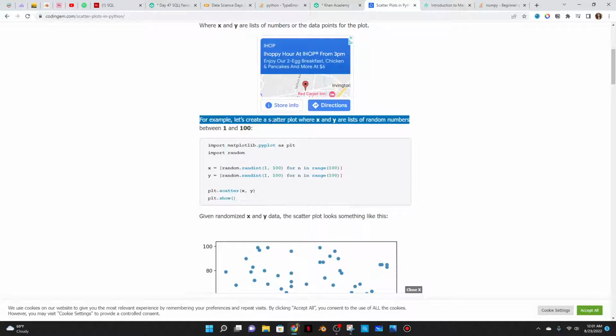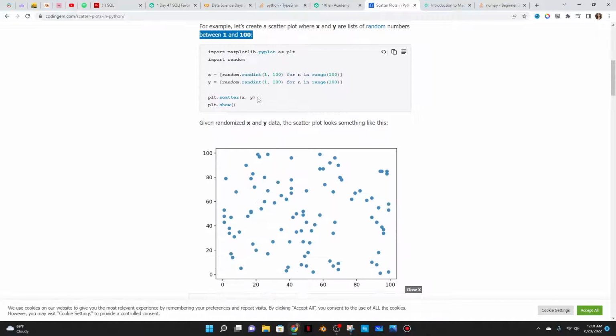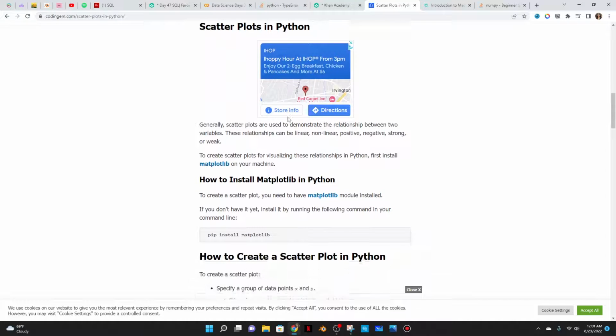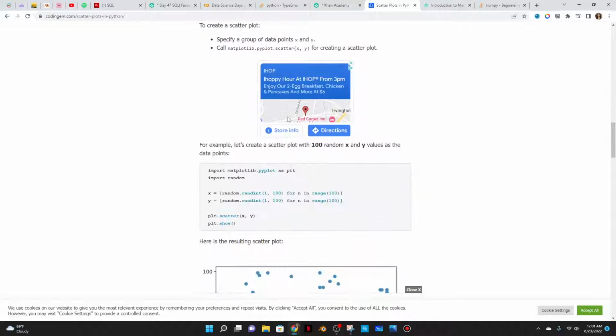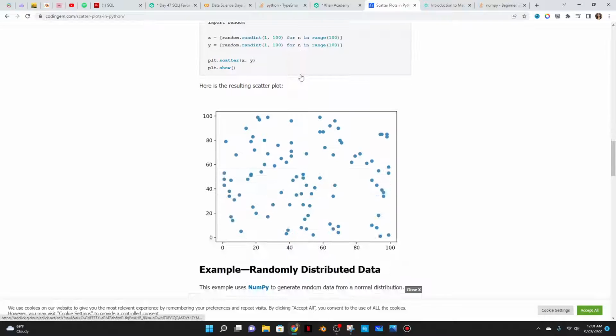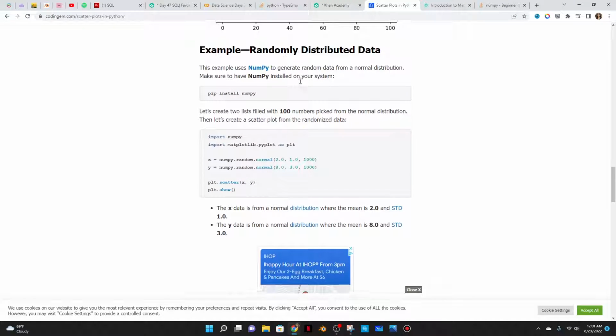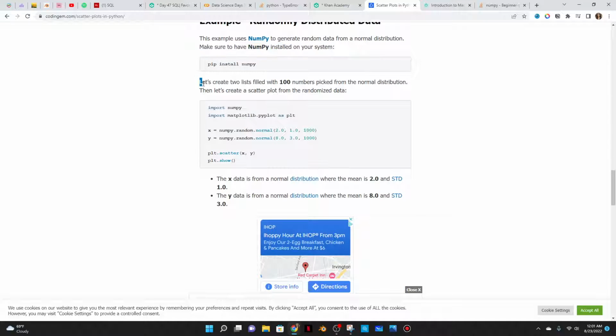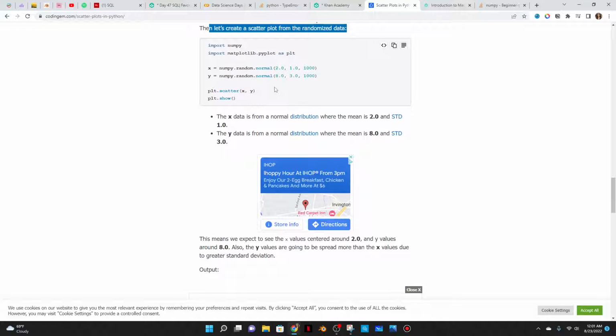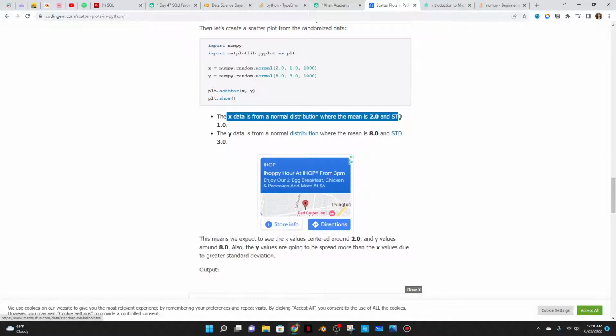For example, let's create a scatter plot where x and y are a list of random numbers between 1 and 100. Give randomized x and y data. The scatter plot looks something like this. Okay. This example uses NumPy to generate random data from a normal distribution. Let's create two lists filled with 100 numbers picked from the normal distribution. Let's create a scatter plot from the randomized data. So the x is from a normal distribution where the mean is 2.